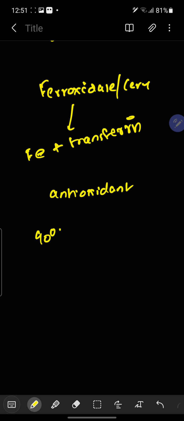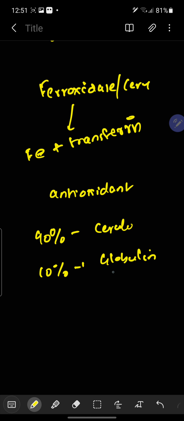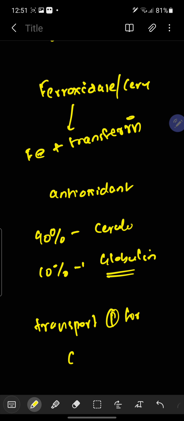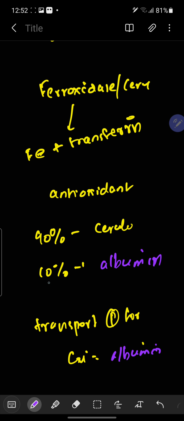Now 90% of copper is bound with ceruloplasmin. The 10% of copper is bound with albumin, and the binding with albumin is not that strong. That means the major transport protein for copper transport is albumin, because albumin is a protein which dissociates and gives copper to the tissues.